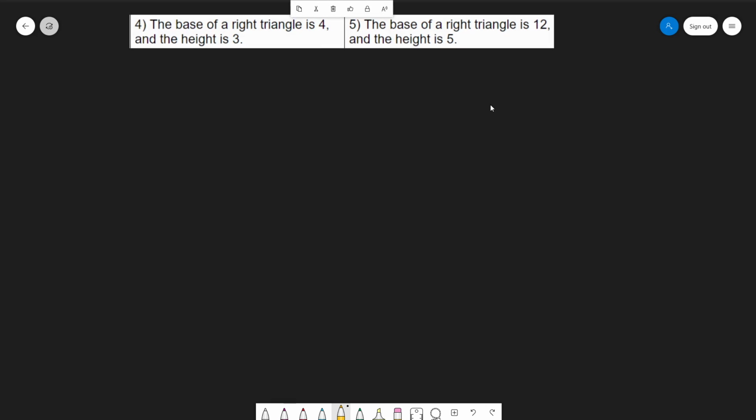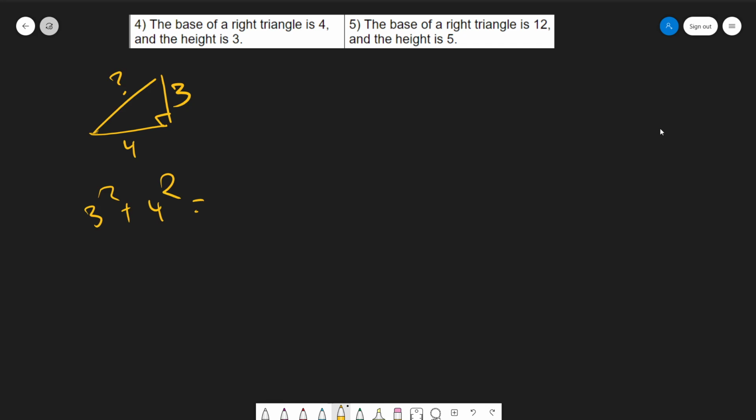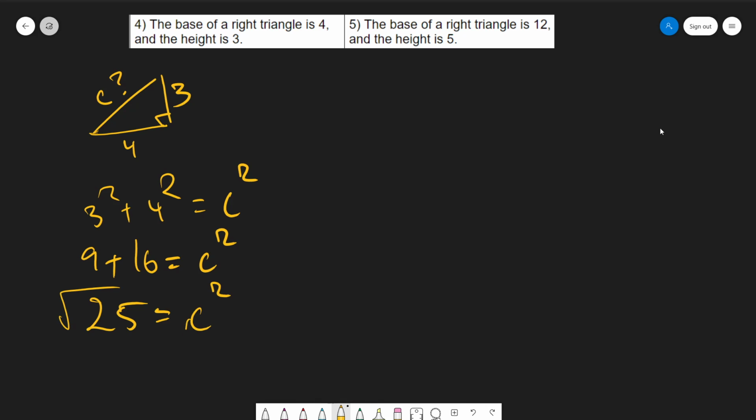So let's look at, I'm just going to do 2 at a time here. So I got 4 and 5. The base of a right triangle is 4 and the height is 3. So if I wanted to draw that out, 4, 3, right angle, we want to find this. 3 squared plus 4 squared is equal to C squared. Put a C there. 9 plus 16 equals C squared. I'll be honest with you, this is one of the most common classic problems. It's a perfect right triangle that has whole numbers that you will see a lot. It's equal to 5. I'm going to put units in there.